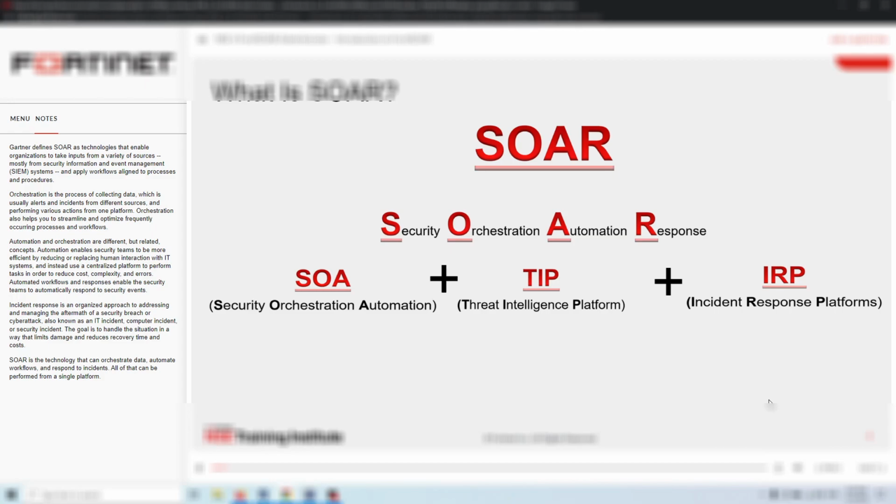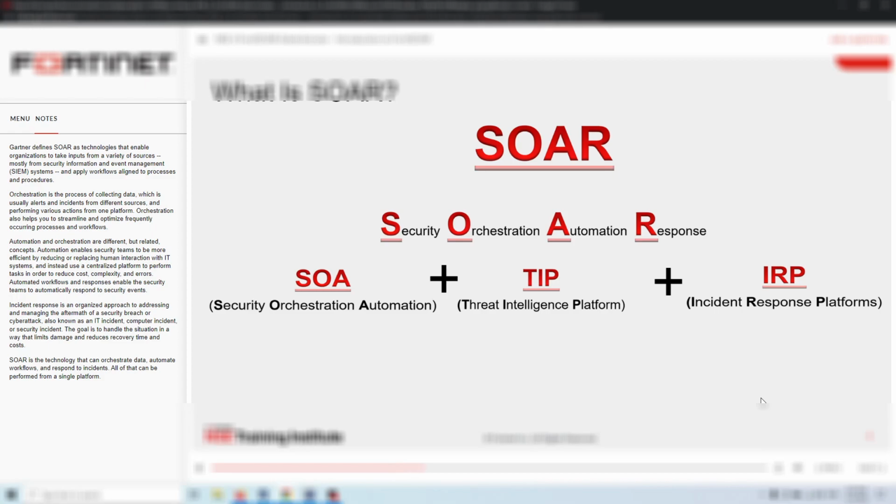Gartner defines SOAR as technologies that enable organizations to take inputs from a variety of sources, mostly from security information and event management, SIEM systems, and apply workflows aligned to processes and procedures. Orchestration is the process of collecting data, which is usually alerts and incidents from different sources, and performing various actions from one platform. Orchestration also helps you to streamline and optimize frequently occurring processes and workflows.